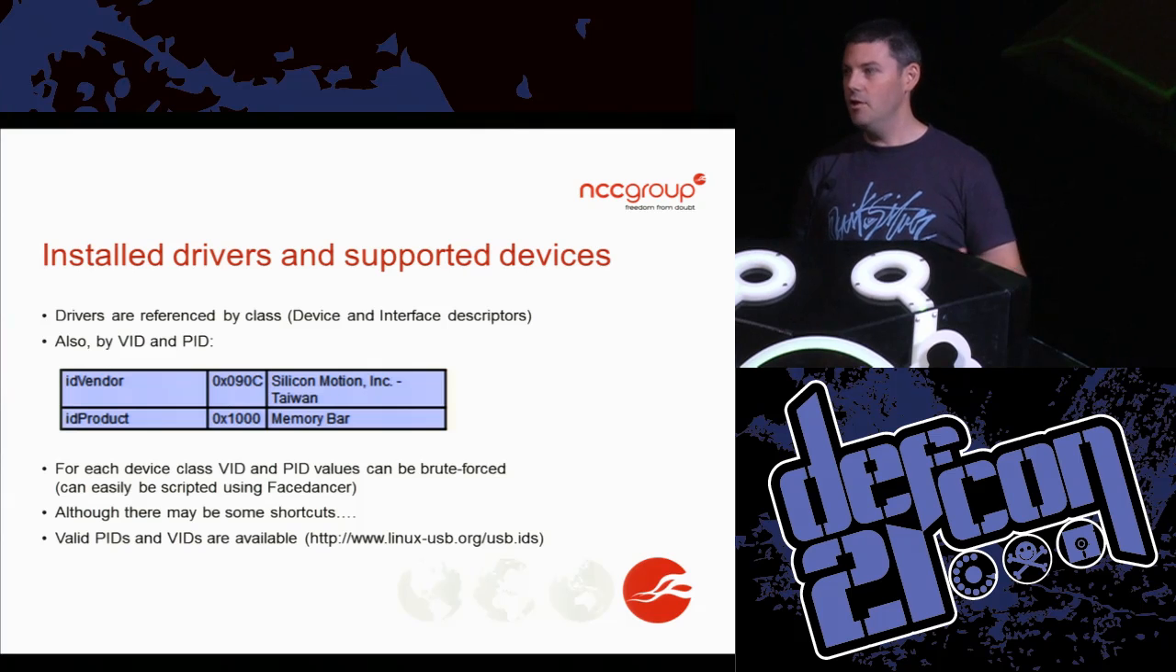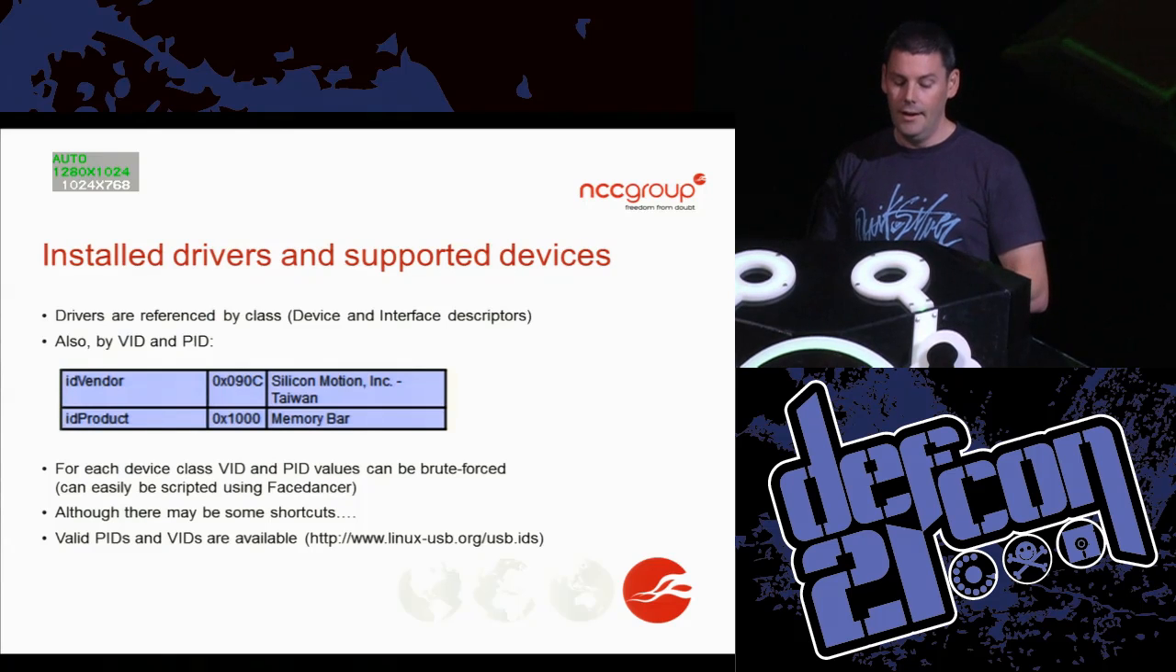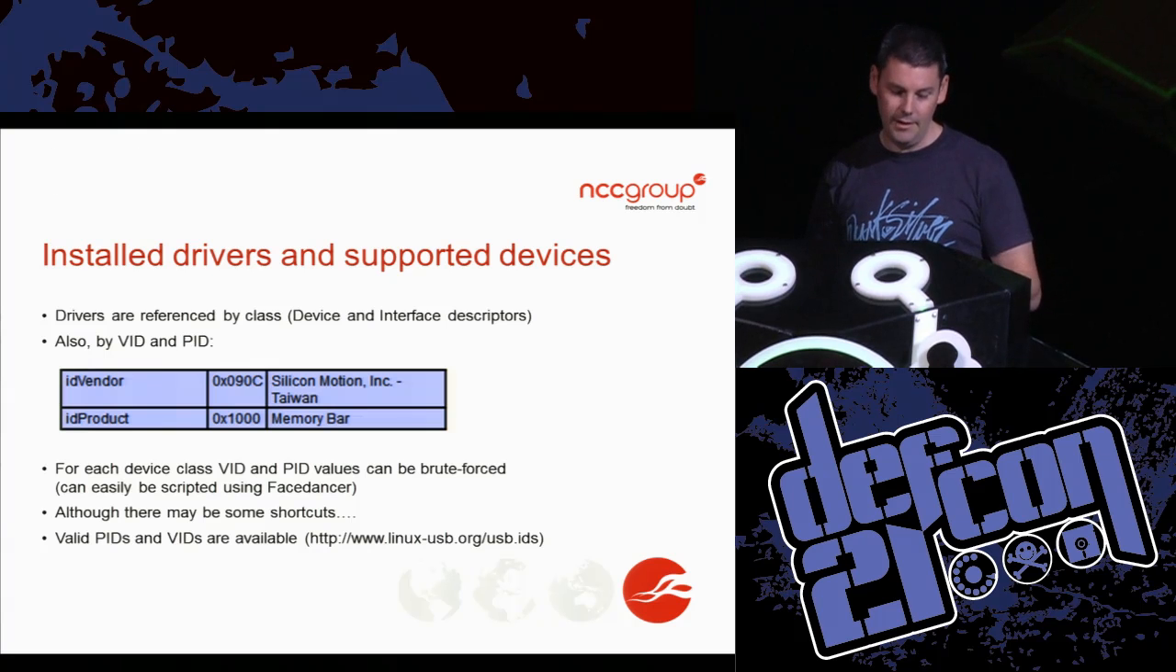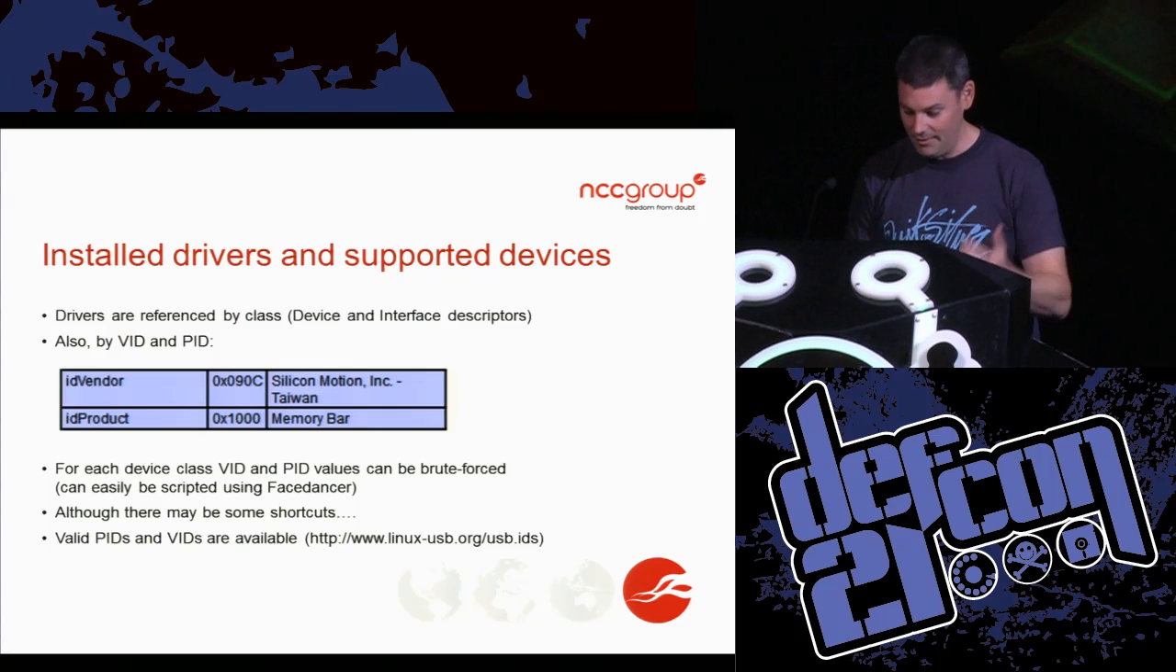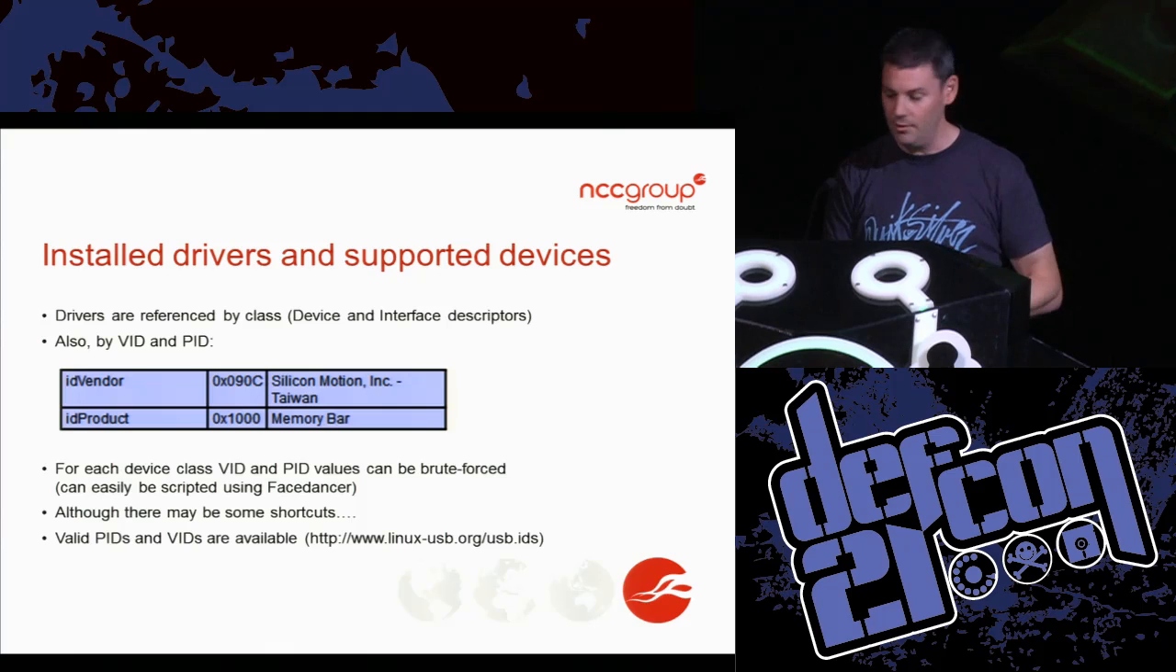Using the Facedancer, you can go through a kind of brute force approach to try and identify those. You don't need to go through the entire bit space of each of those 16-bit values, because everyone who wants to use a vendor ID or a product ID has to register those with the USB Implementers Forum. So you can download that list, and the UMAP tool uses that list.